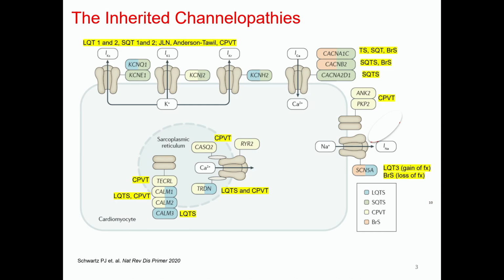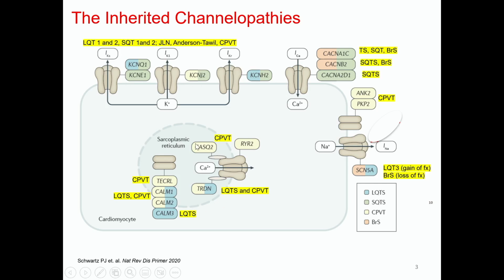So the inherited channelopathies are usually autosomal dominant, and they consist of genetic mutations in the genes that control the opening and closing of the channels in both the cell membrane, as you see here, and the sarcoplasmic reticulum. And these have all really been discovered since the late 1990s, and we know so much more than we used to know. Some of them include long QT1 and 2, as you can see here, these are in the membrane.